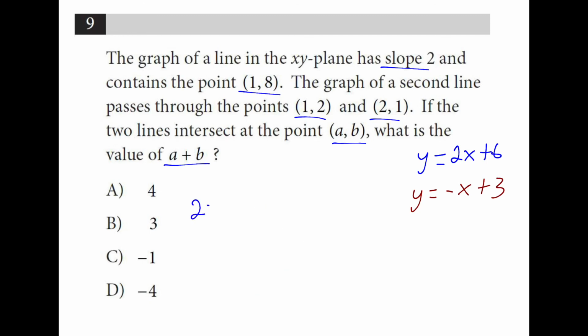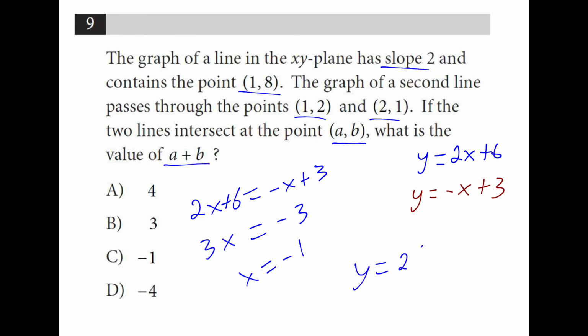So I can set these two equal to each other. 2x plus 6 is equal to negative x plus 3. If I move the x to the left and the 6 to the right, I get that x is equal to negative 1. If I plug that in to one of these equations, I'll pick the top one. Y is equal to negative 2 plus 6, or y is equal to 4. So if I add these two together, 4 plus a negative 1, the answer is 3.